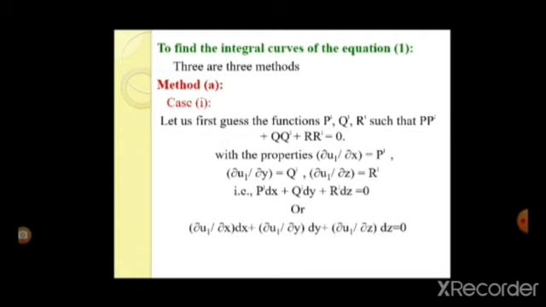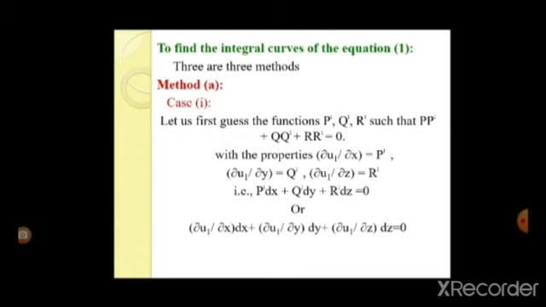Here, with the properties, p dash means ∂u1/∂x, q dash means ∂u1/∂y, r dash means ∂u1/∂z. That is, here also we have p dash dx plus q dash dy plus r dash dz equal to 0.